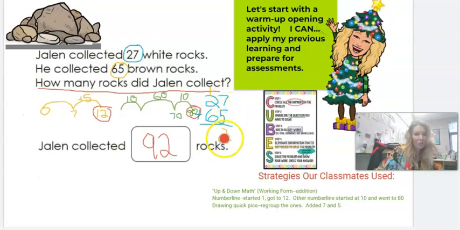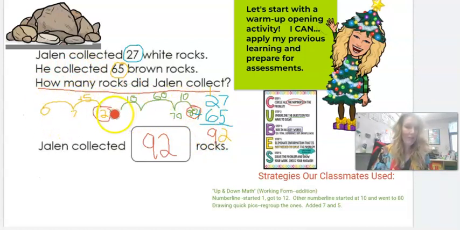So the third strategy I had, up and down math, stack, tower, power. 7 plus 5 is 12. 2 ones and 1 ten. 6 tens plus 2 tens plus 1 ten is 9 tens. So 92 rocks. So I have two strategies I've used so far. I have an open number line. I have tower power, up and down math. But what about drawing a quick pick?